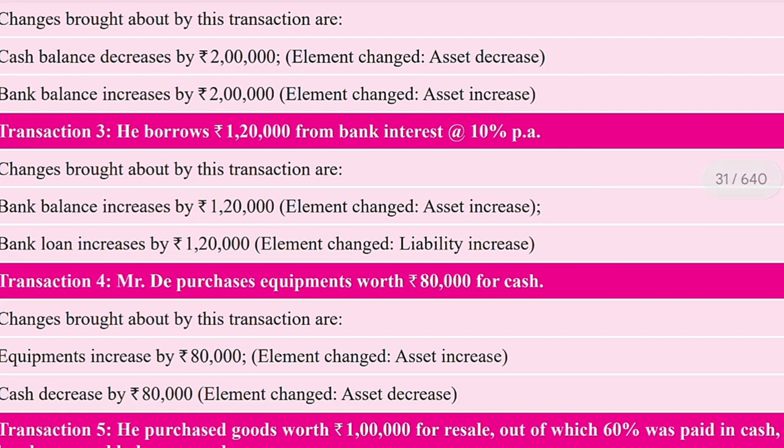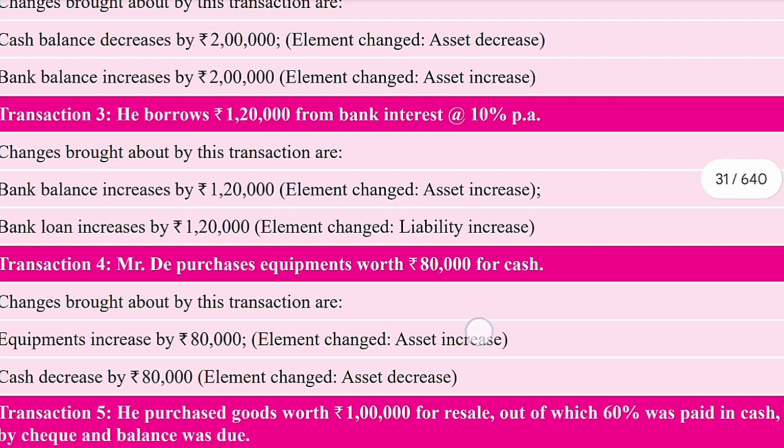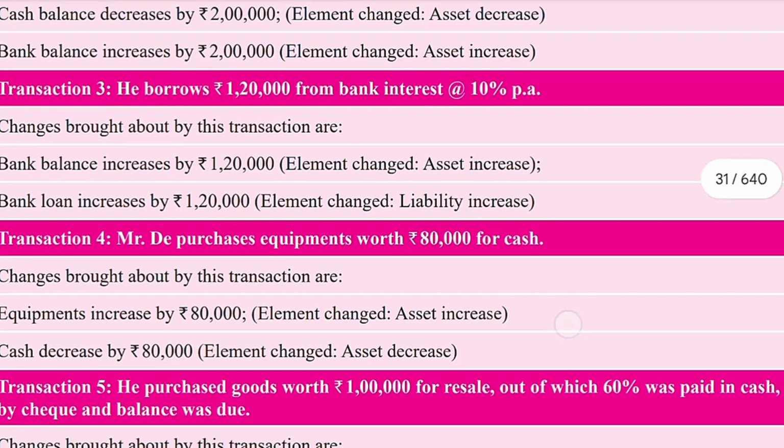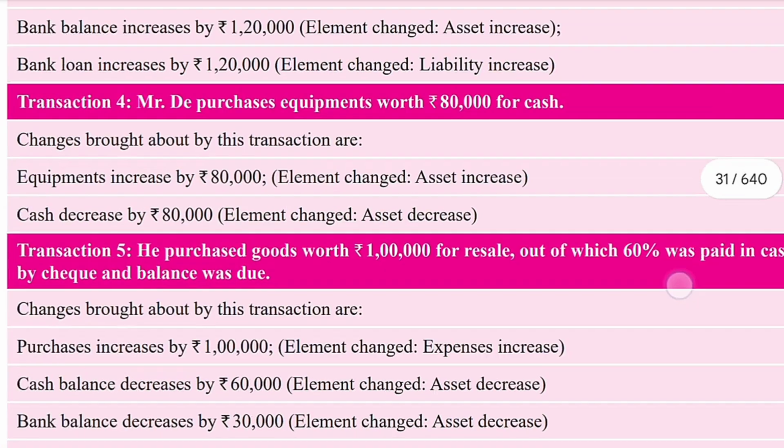Transaction 3: he's borrowing rupees 1,20,000 from the bank, and the interest is 10% per annum. So what happens? He's borrowing money from the bank. That means cash is increasing, 1,20,000 is increasing, and the bank balance is increasing, so the asset is increasing. As he's borrowing money, loan is also increasing. He has got a liability, right? Loan is a liability, so you have to pay it back. So liability is also increasing. We have to credit the liability.